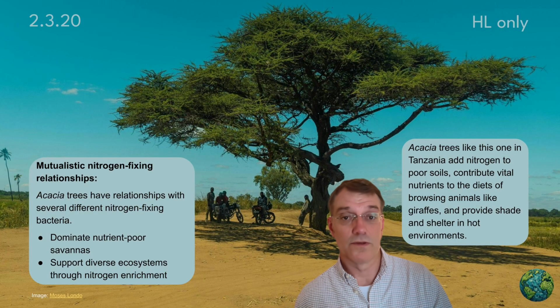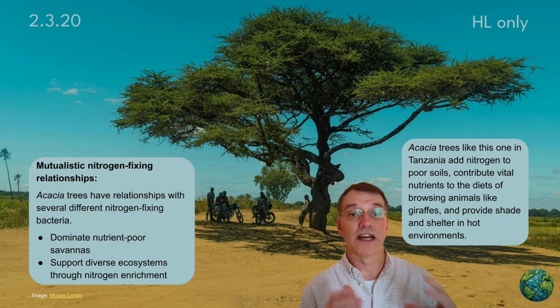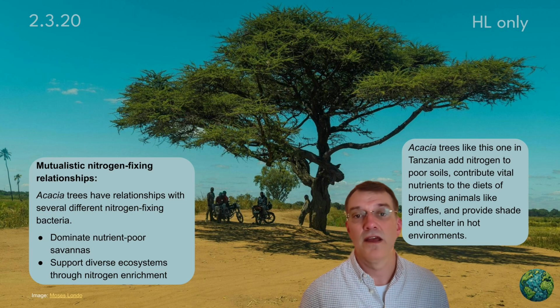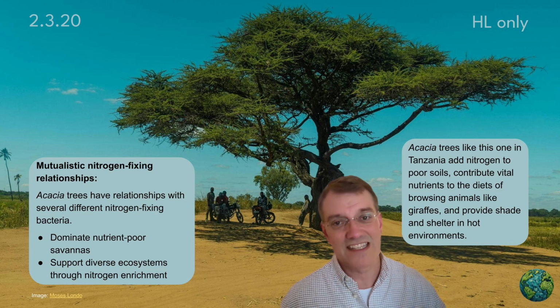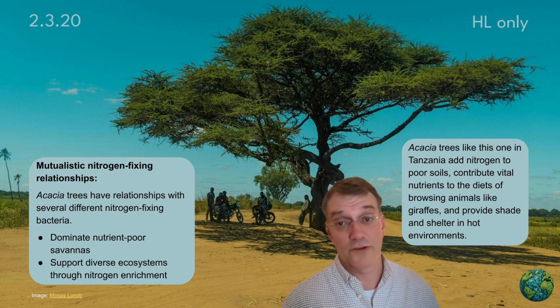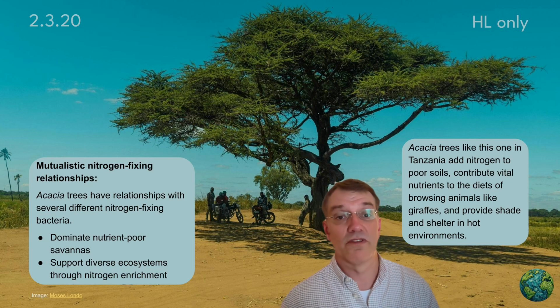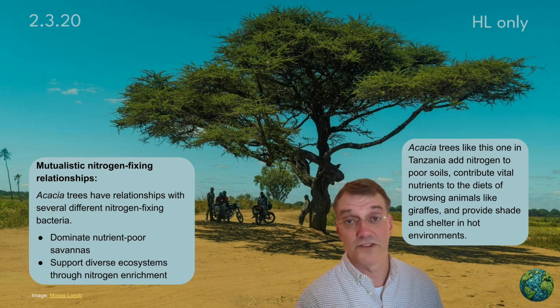Another remarkable example is found in acacia trees, which form relationships with multiple nitrogen-fixing bacteria species. These acacia trees dominate nutrient-poor savannas precisely because of these partnerships. Not only do they enrich the soil with nitrogen, but they also provide vital nutrients to browsing animals like giraffes while offering shade in hot environments.